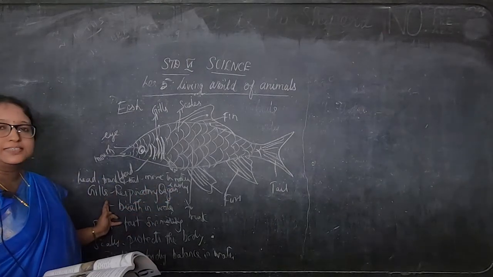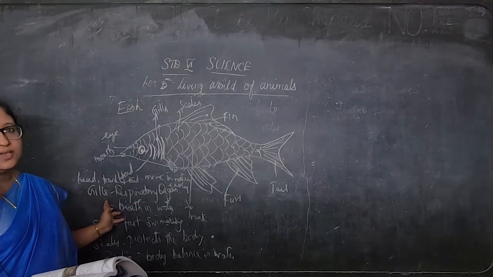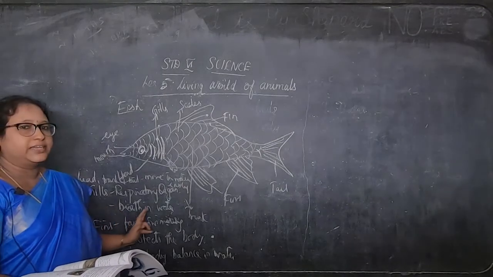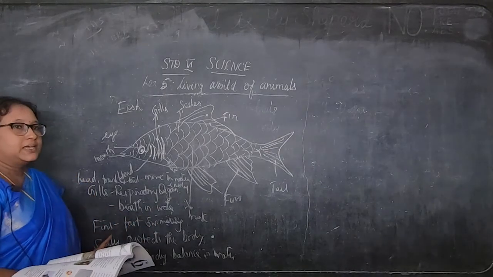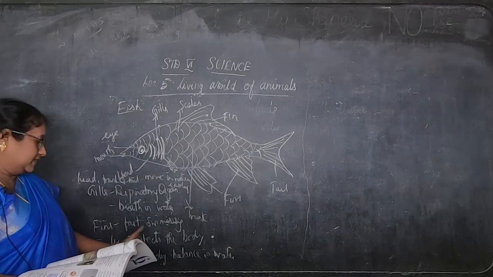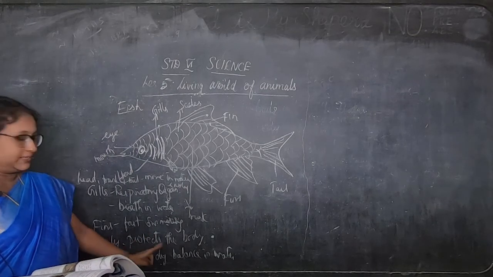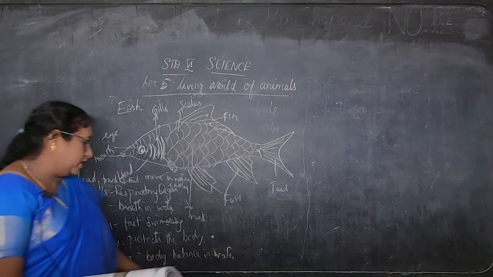Then gills, it's a respiratory organ. It helps in the respiration, breathing in water. Then fins, they help in fast swimming, and the scales protect the body, and the tail fin helps body balance in the water.